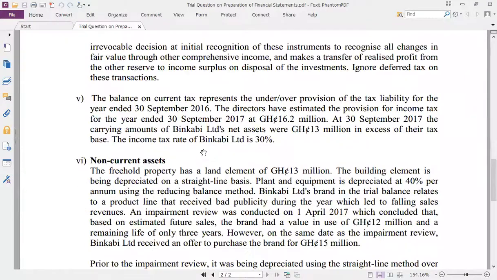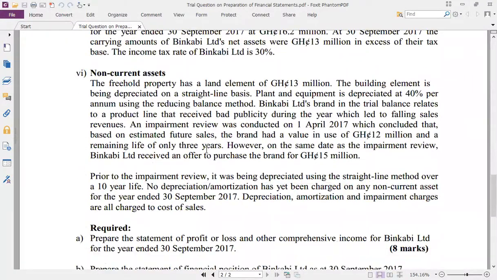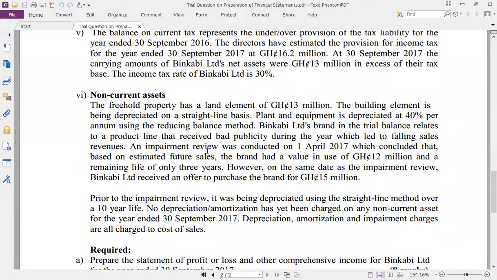The last footnote and we start the game. Now, I like the last footnote. Non-current assets. The freehold property has a land element of 13 million. The building element is being depreciated on a straight line basis. The plant and equipment is depreciated at 40% per annum using the reducing balance method.